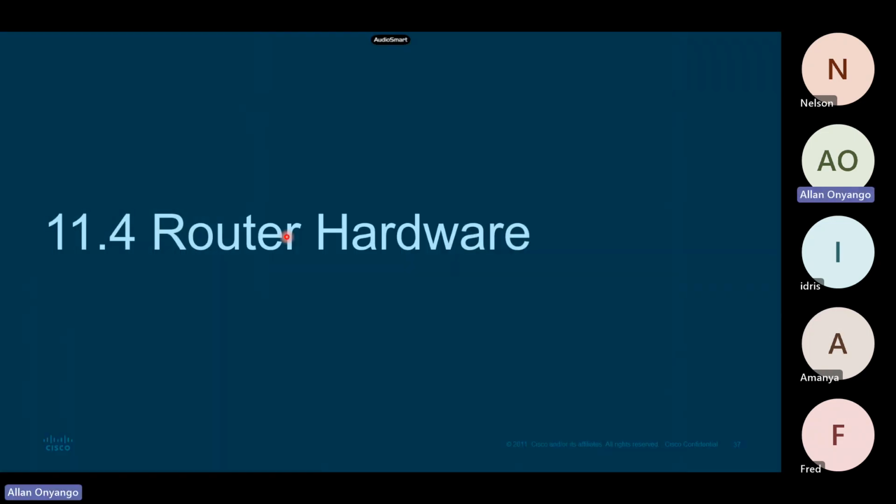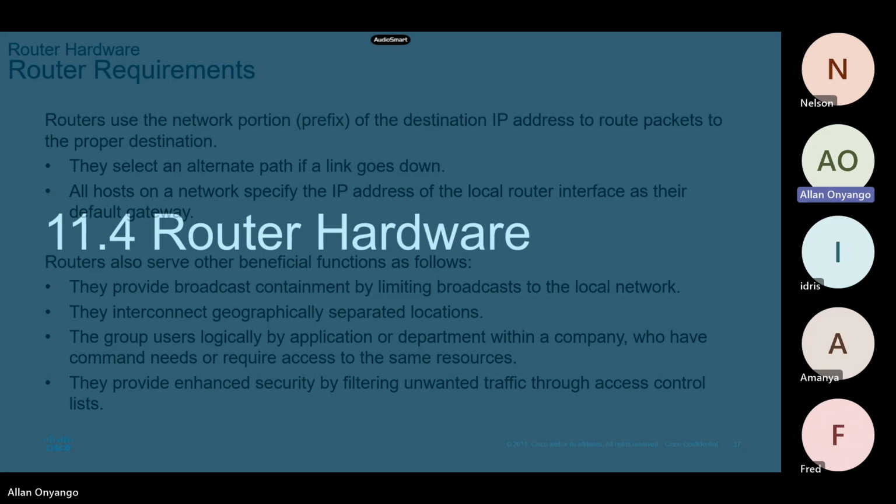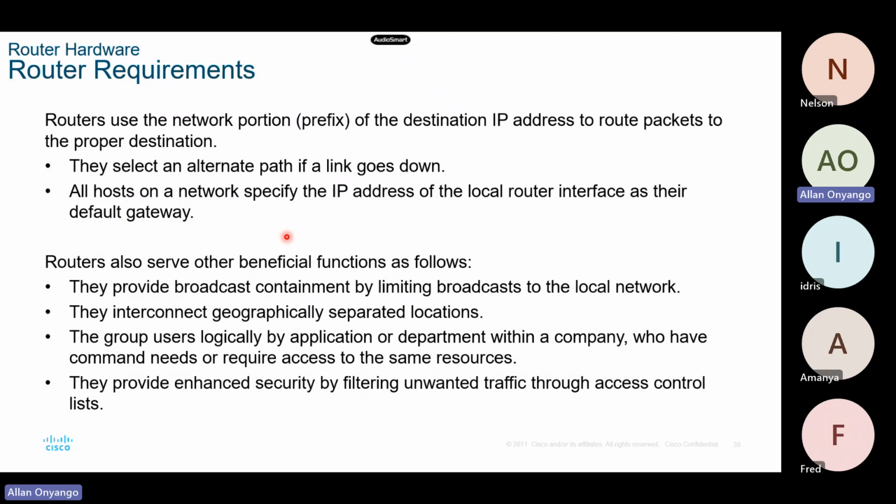Now, let's talk about the router hardware. The router is one of the most important devices in the network, okay? And that's simply because they have the ability to select the destination path if the current path goes down. And all the host devices on the network must be configured with the IP address of the local router interface, because that will act as their default gateway.